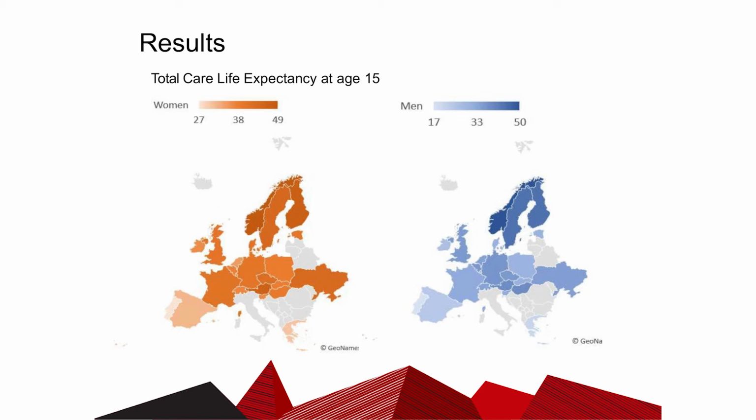We have the map of our countries in Europe, and the one on the left is women, the one on the right is men, and what you'll first notice is that the range of total care life expectancy differs by sex. Women are expected to spend between 27 and 49 years as caregivers, whereas men are expected to spend between 17 and 50 years. Additionally, you'll notice that Northern Europe tends to spend a longer amount of time giving care compared to Southern Europe, and that continental Central Europe has more variation and is in between.